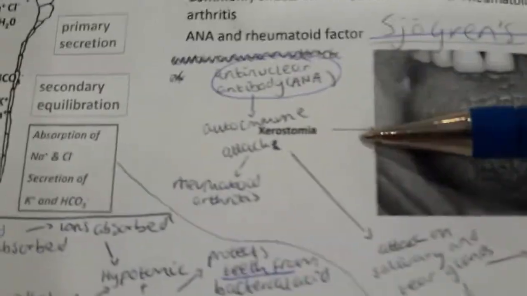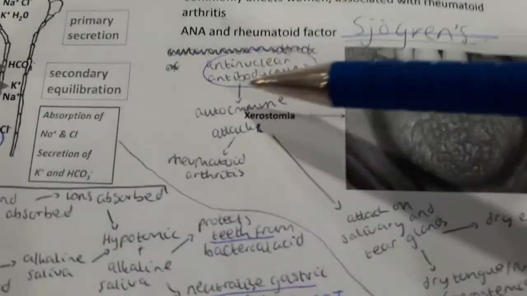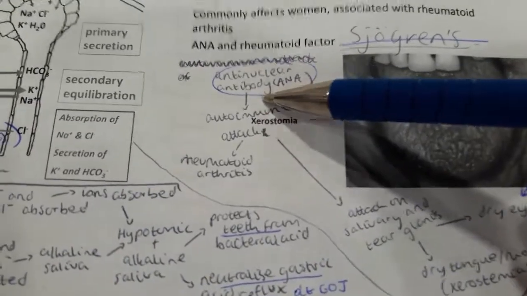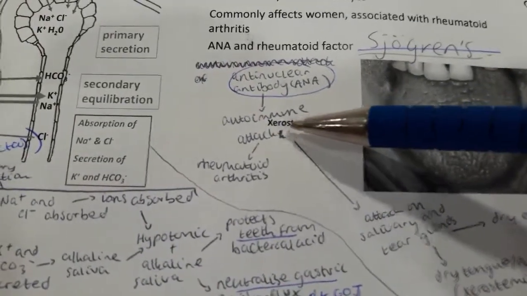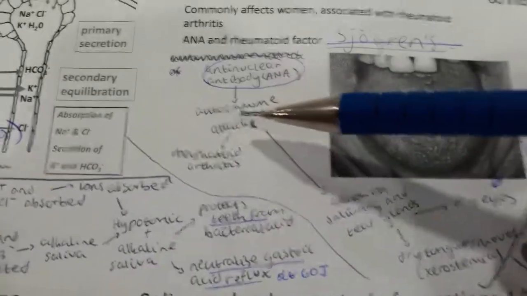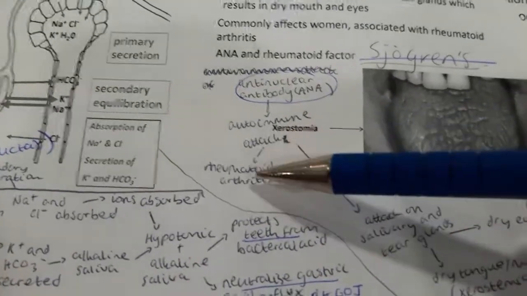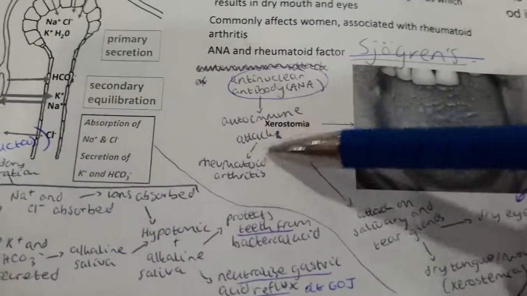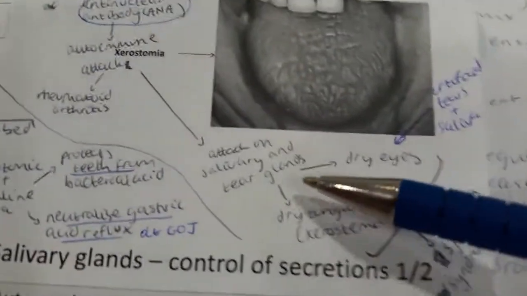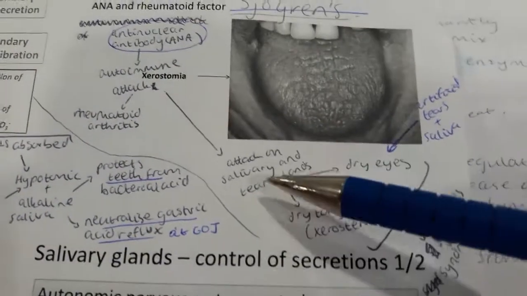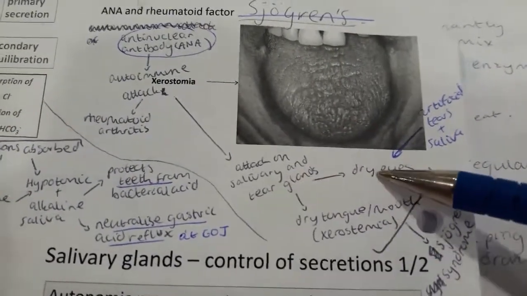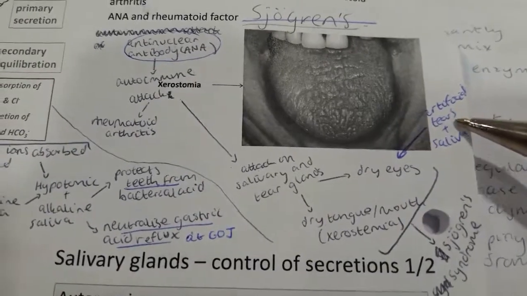So Sjogren's disease. Well, Sjogren's disease is a disease in which anti-nuclear antibody, ANA, causes an immune attack on the body, autoimmune even. An autoimmune attack, obviously, we can associate with rheumatoid arthritis, and this autoimmune attack results in an attack on the salivary and the tear glands. If you attack the tear glands, you're going to get dry eyes, and you'll need artificial tears.